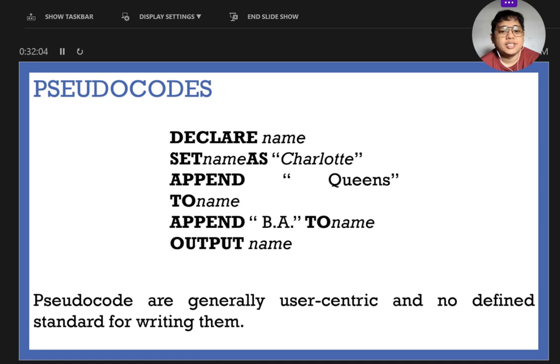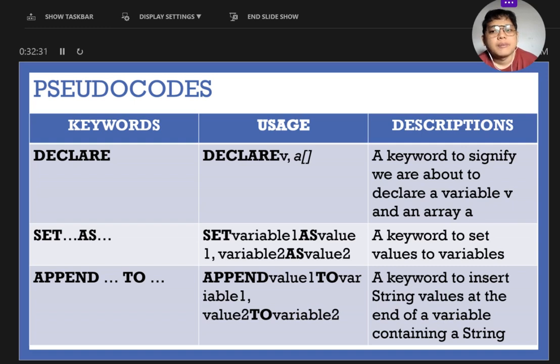Pseudocodes are generally user-centric, with no defined standards in writing them. Meaning to say, writing pseudocode is dependent on the programmer's choice. However, for the ease of writing the code, we will set a convention in writing pseudocode. Here are examples of a set of conventions in writing pseudocode.